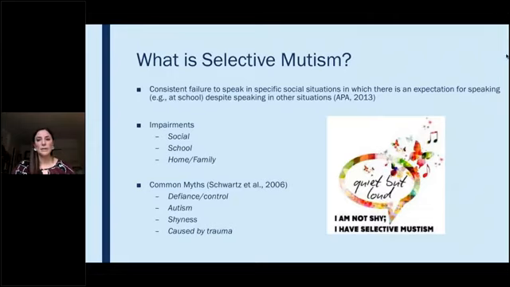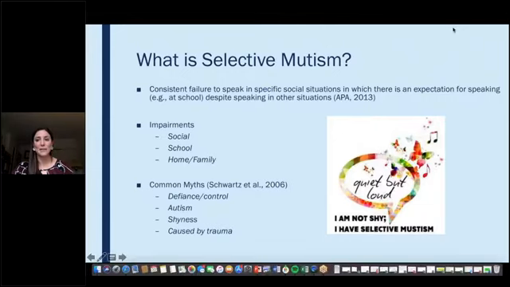All right, so for those of you who are a little bit less familiar with selective mutism, selective mutism is an anxiety disorder that consists of a consistent failure to speak in specific situations in which speaking is expected, like at school, despite speaking in other situations. So these are kids who can talk, who do talk, and are actually often described as chatterboxes at home. And when they are in uncomfortable settings, which often is in school or with people who are less comfortable to them, they are unable to generate a verbal response when prompted.